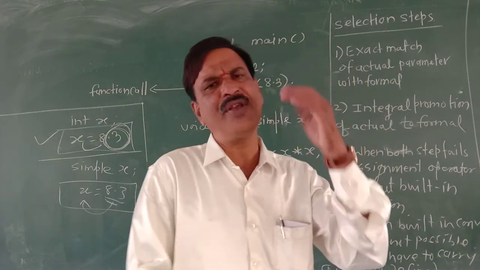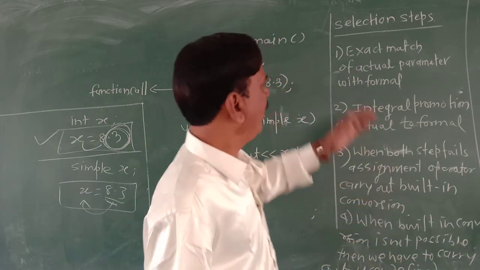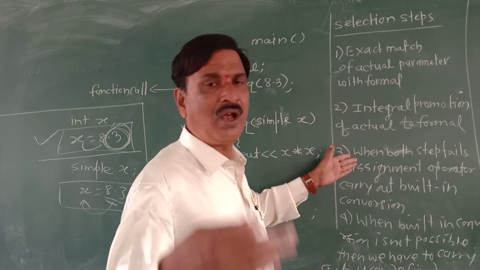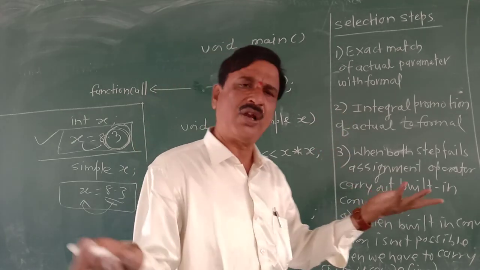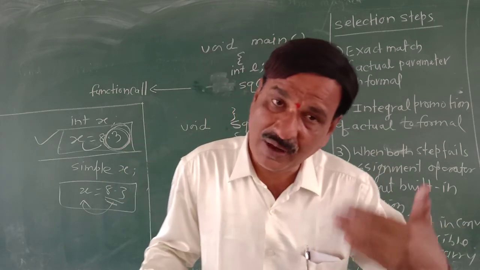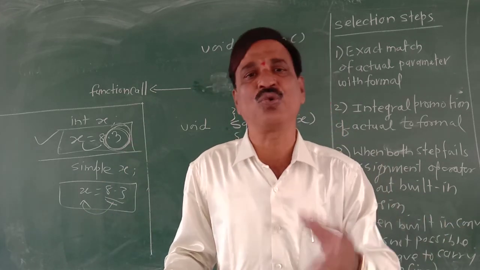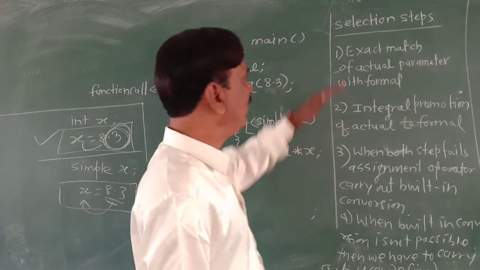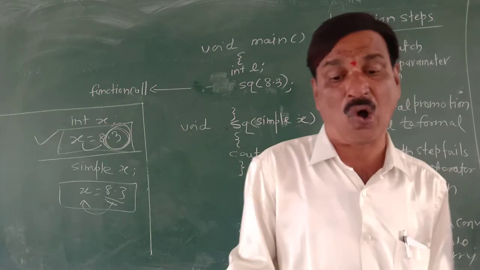What exactly is user defined conversion? Exact match is not possible, the question of integral promotion is not there, built-in conversion is also not possible. Then at the last step we ourselves have to carry out the conversion, and that conversion is called user defined conversion. So this is called function overloading. These are the steps involved in a function call.